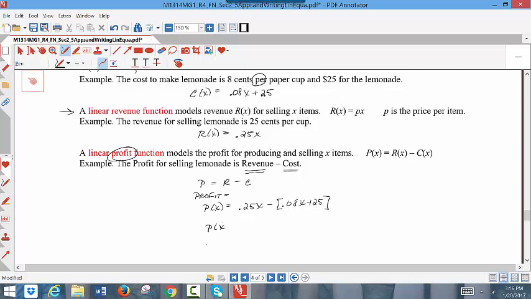So our profit is 0.25x minus 0.08x minus 25. So this becomes, if you take your 0.25 minus your 0.08, because you can combine those, you're going to get 0.17x minus 25. This is your profit function. So you have a cost function, you have a revenue function, and then you have profit.